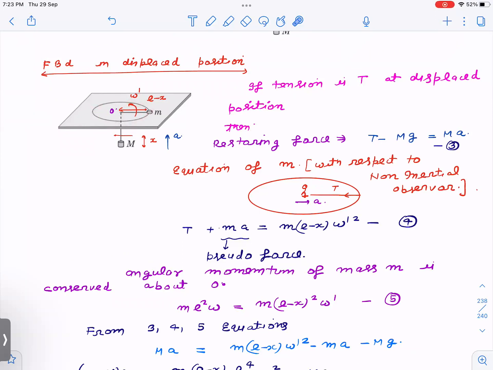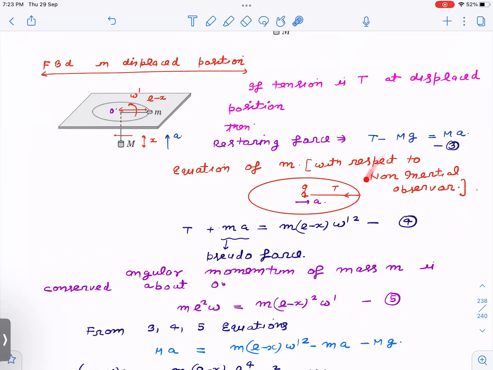Now if I write the equation, it will be T plus mA is equal to m(L minus x) omega prime whole square. So T plus mA is equal to m r omega square, the same equation. This is the pseudo force part. Now our last equation: if you consider this point, tension is passing through this point, so the torque of tension will be 0. So the angular momentum of this mass is also conserved. That equation I have written: m L square omega is equal to m (L minus x) whole square omega prime.